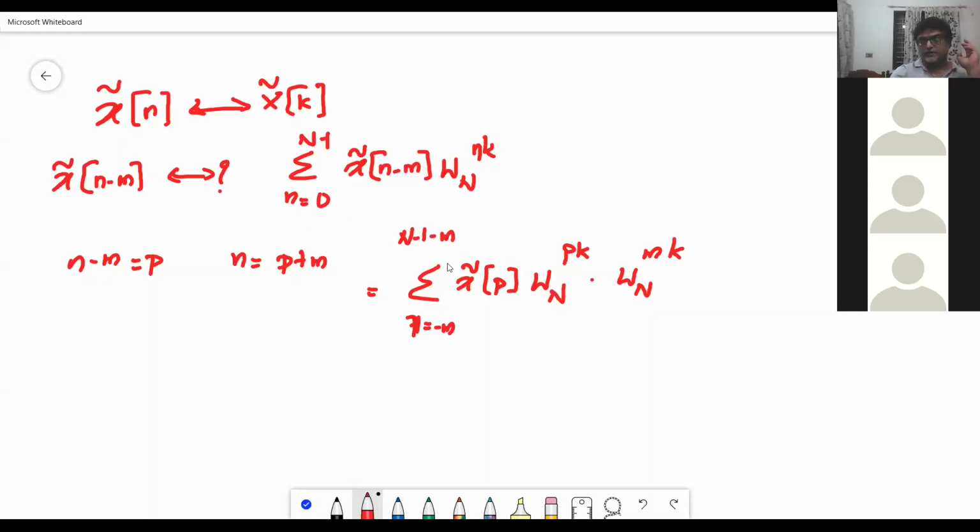So this is a summation over one period. I can do the summation over any period, so that will give you the same summation. So this is also therefore equal to sigma over p equal to 0 to N minus 1 x tilde of p into W_N raised to pk, and I can take this W_N raised to mk outside. Is it understood? Then I will take one period for this. Okay.